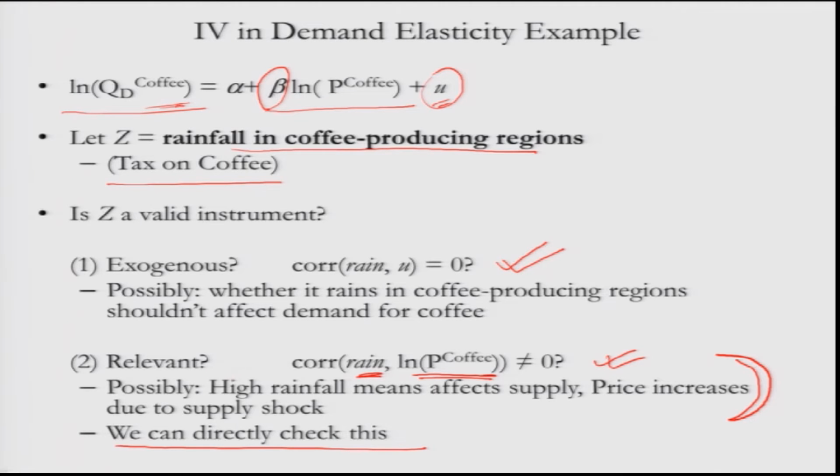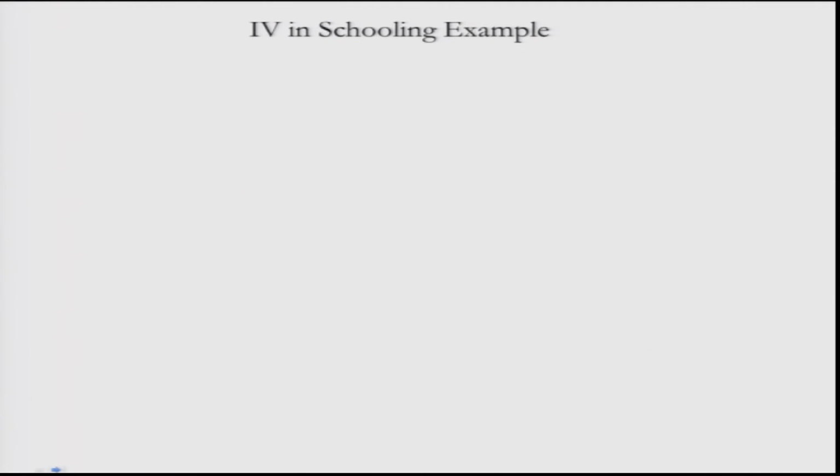So rainfall is not affecting quantity demanded for coffee directly, but the relevance condition means that rainfall is correlated with the price of coffee. So, rainfall does affect the quantity demanded for coffee, but only through changes in prices. It does not have a direct impact on the quantity demanded for coffee. So, let us take another example to understand this concept.